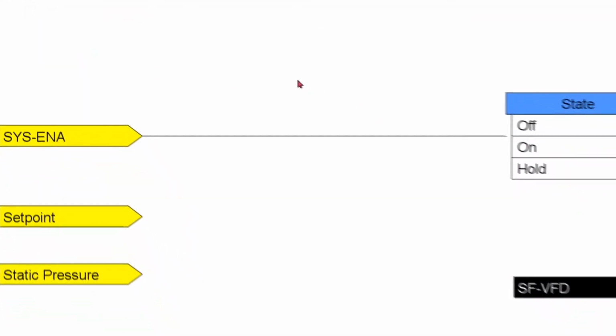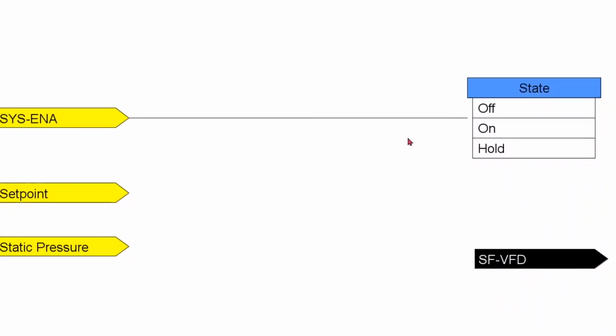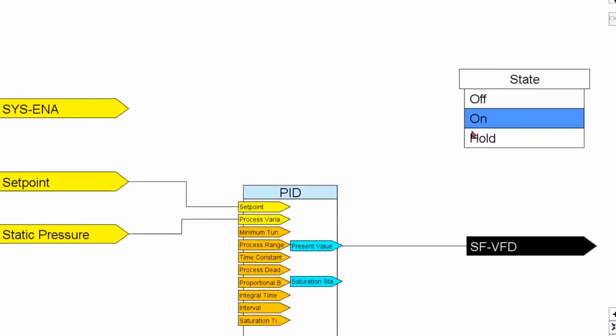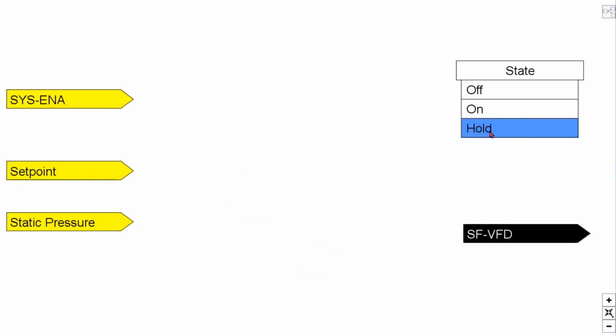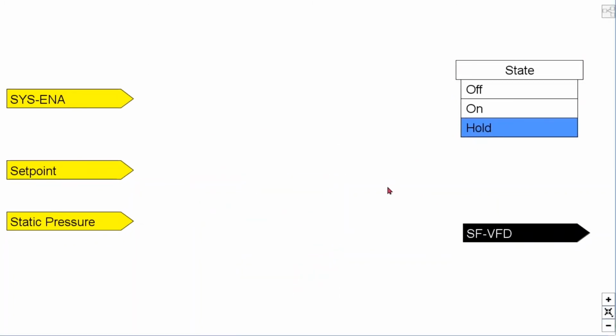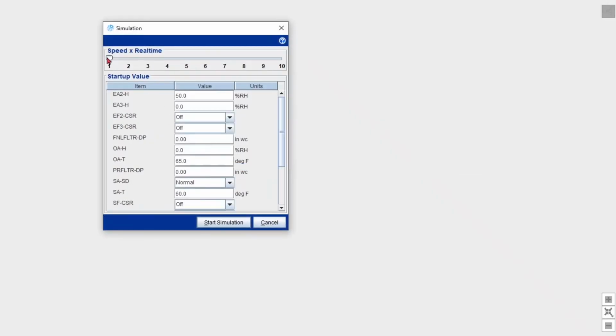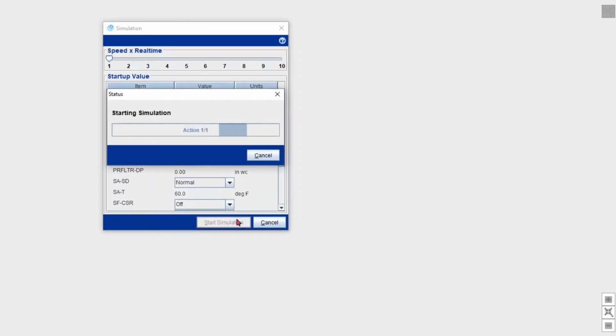So this should work. Now here's the trick that I want to show you. We have off, we have on with our PID, and hold, we have nothing. We can add a value or something, but I want to leave this disconnected on purpose so I can show you this little trick. Now let's go ahead and simulate. I want to save the changes, and I want to do 1x speed, so real time. I'm going to start my simulation.